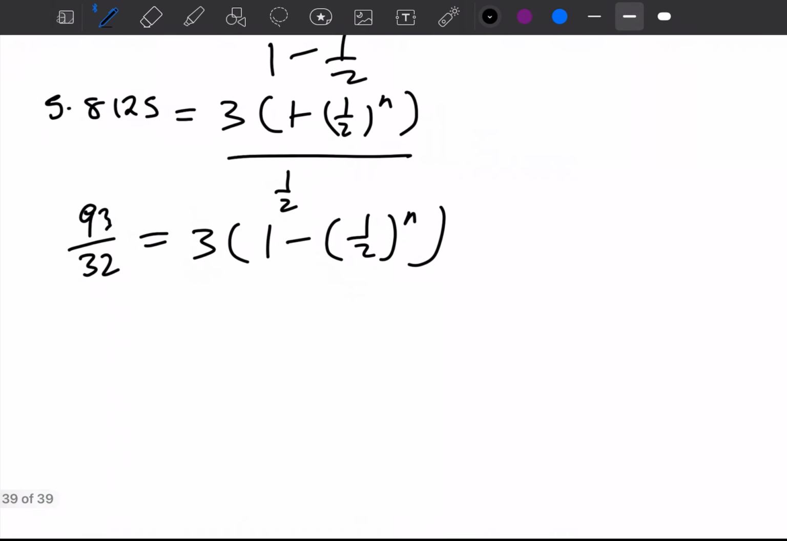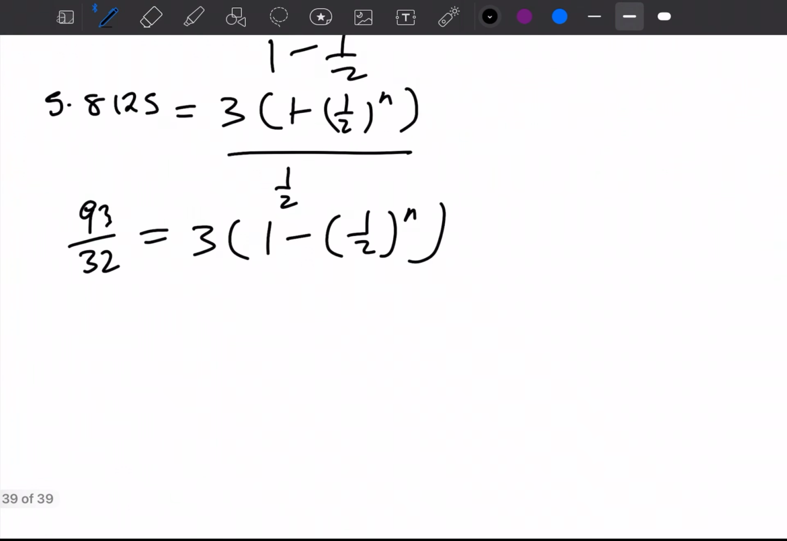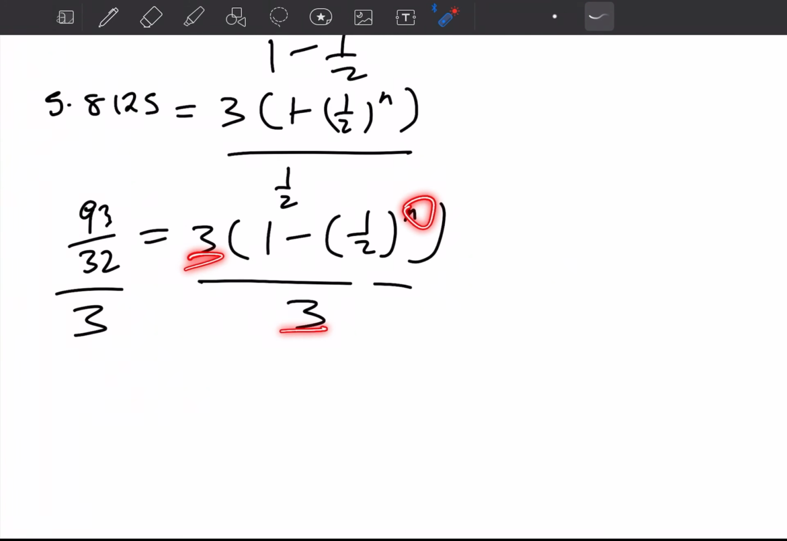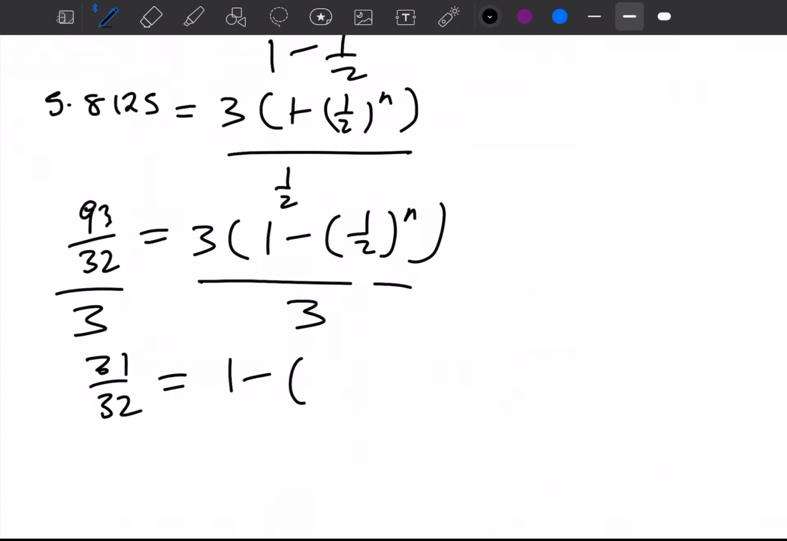Obviously I'm taking it step by step. We don't need to do all of these steps. You can always jump the steps, but I'm doing it for the purpose of this video. Now because we're solving for n, let's just divide by 3 on both sides, so that this 3 will cancel. So if you divide by 3 on both sides, you're gonna have 93 divided by 32 divided by 3. You're gonna get 31 over 32. So 31 over 32 is equal to 1 minus half power n.